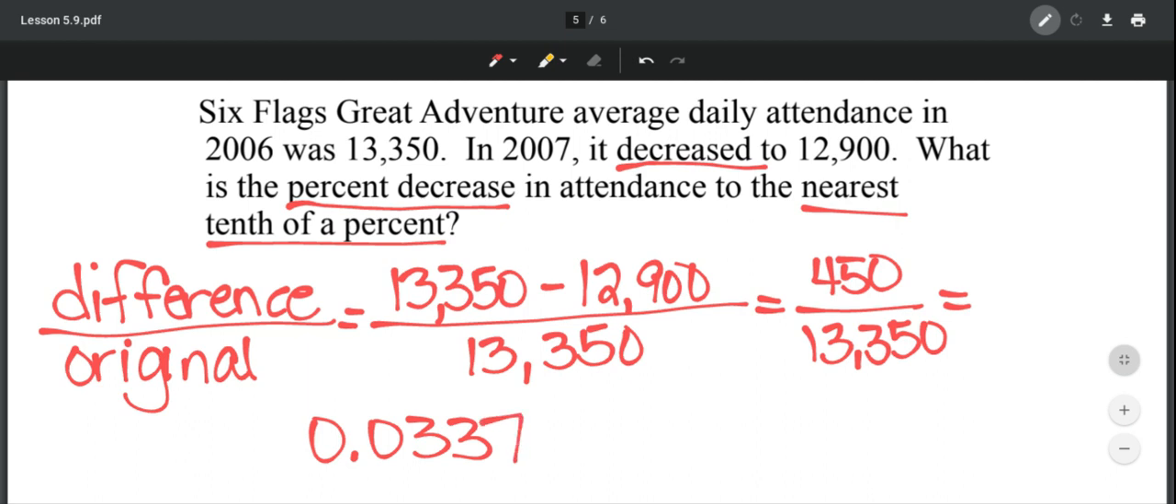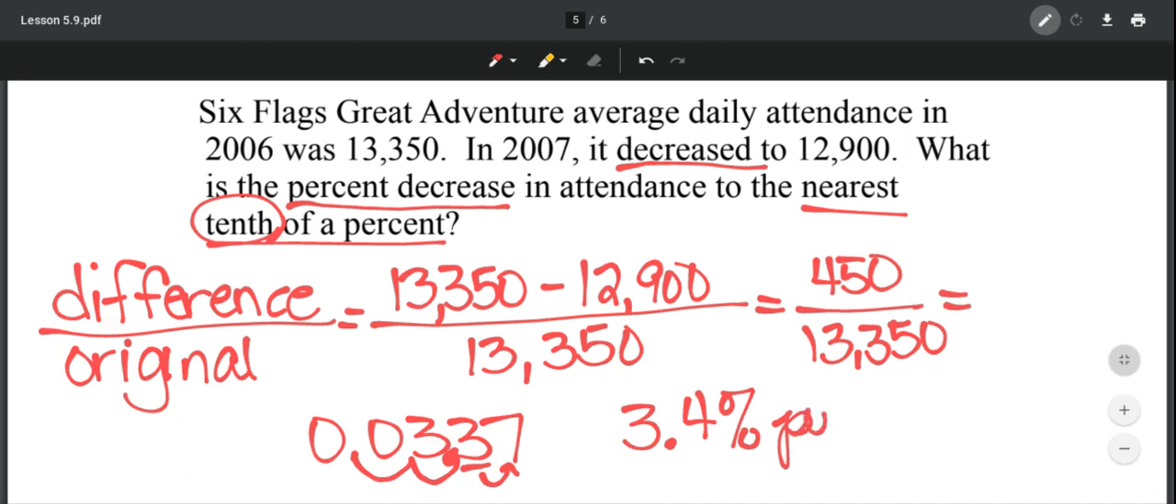0.0337. Again, we want 4 decimal places when it asks for the tenth of a percent. I will move my decimal point over 2 places to the right to give me the percentage 3 point. That 3 gets bumped up to 4 because the number to the right of it is 5 or above. So Great Adventure had a 3.4% decrease in the amount of attendance.